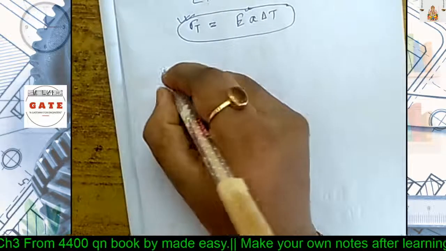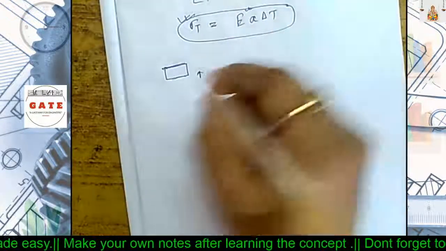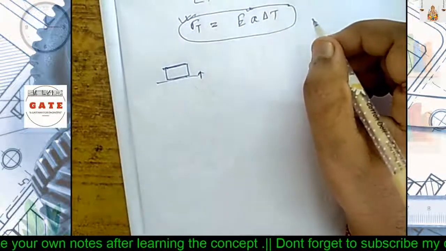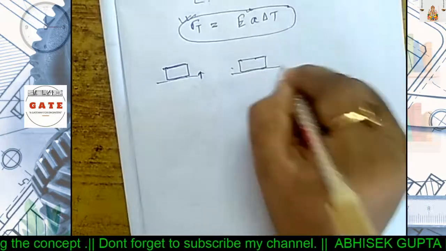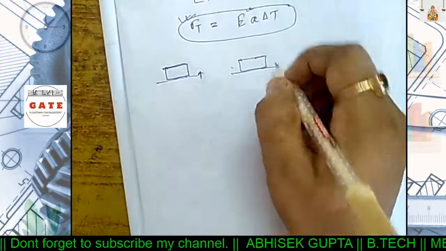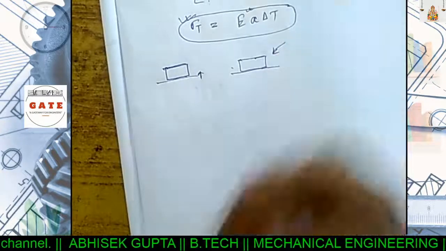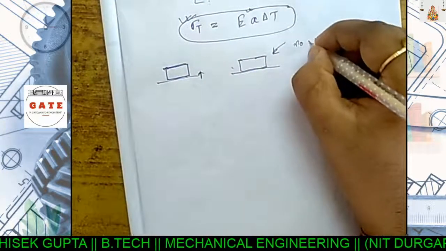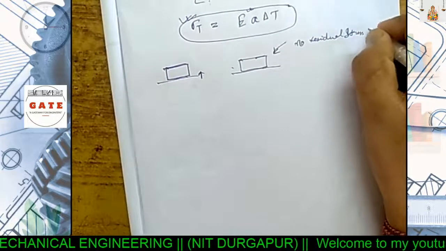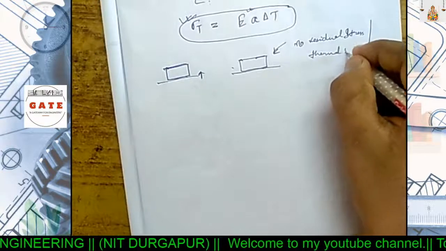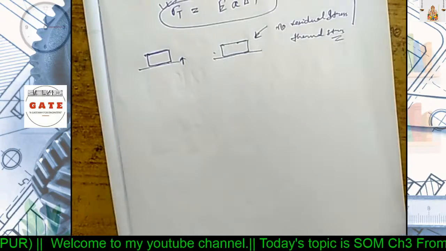Now if a block is heated and it is freely placed in its environment, it will expand in the free space and gain a new shape and size. So the stresses will be evenly distributed everywhere, and no residual stress or thermal stress will be developed in this case.